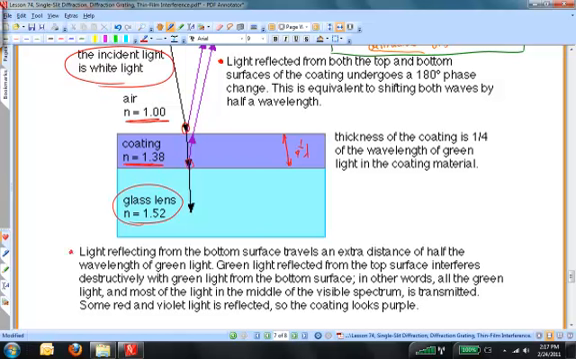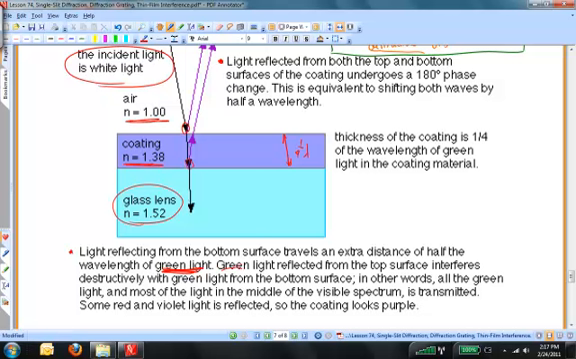The light that's reflected from the bottom surface travels an extra distance of half the wavelength of green light. In other words, what's happening is the optical manufacturers are adjusting things for green. Green happens to be in the center of the visible spectrum, and so they choose a wavelength and they say we're going to maximize things for green light.